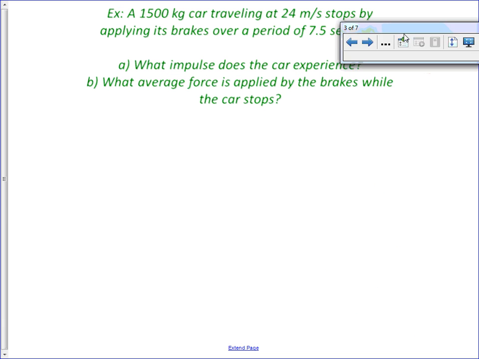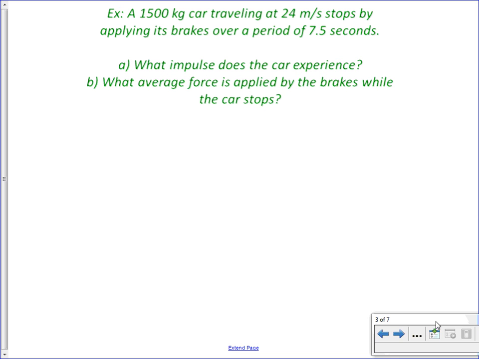Here's an example. There's a car traveling east at 24 meters per second. It stops by applying its brakes over a period of 7.5 seconds. What impulse does the car experience?